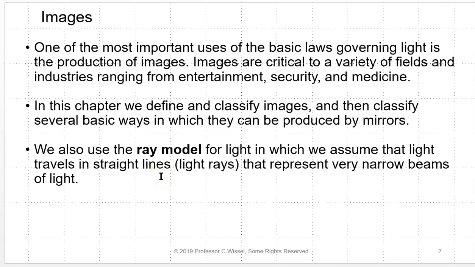In this chapter, we will define and classify images and then classify in several basic ways in which they can be produced by mirrors. Later, we'll do the same thing for lenses. We will also use the ray model for light, in which we assume the light travels in straight lines, that is, light rays, that represent very narrow beams of light.